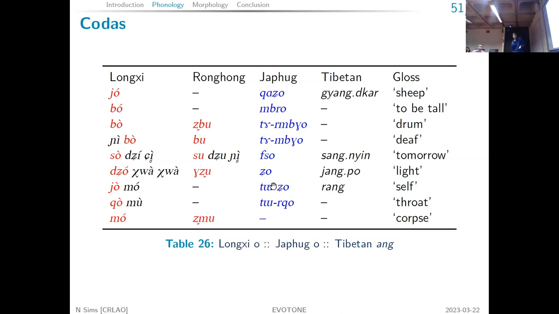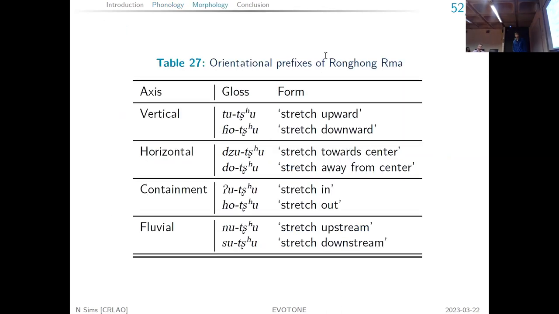I think these are parallel innovations for Japu and Longxi. I don't think this is a common change that they lost these codas to O together, because proto-Japu would have still had the codas. So probably parallel innovations, which makes it a bit complicated. We can look to more conservative languages to find where the codas drop and what the result may have been.